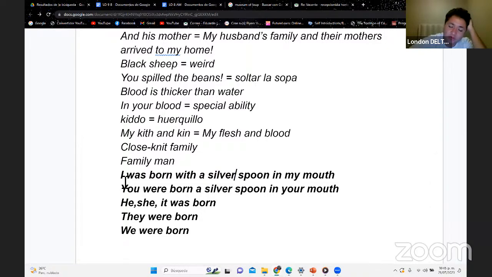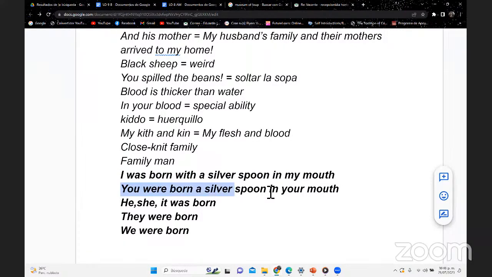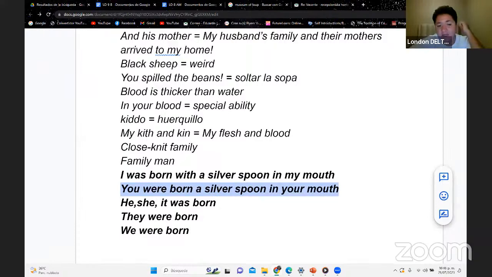So you say, si tú lo utilizas para ti, pues sería, I was born with a silver spoon in my mouth. Si fuera para ti, dirías, you were born with a silver spoon in your mouth. Si fuera con he, sería, he was born with a silver spoon in his mouth. Y así, they were born with a silver spoon in their mouth.